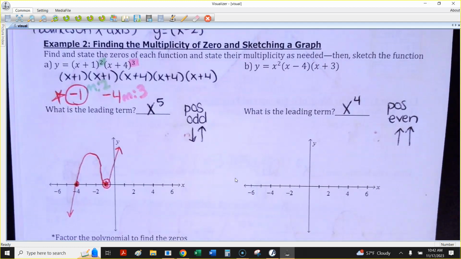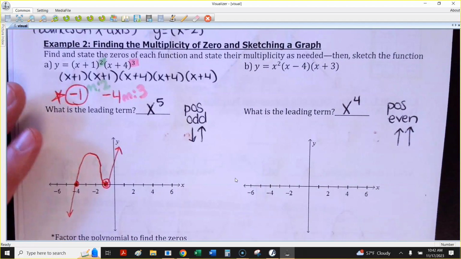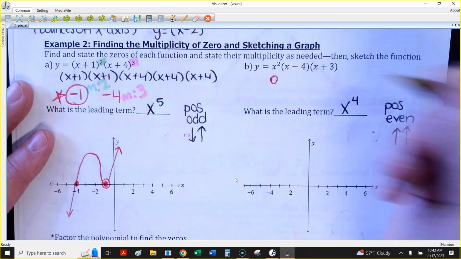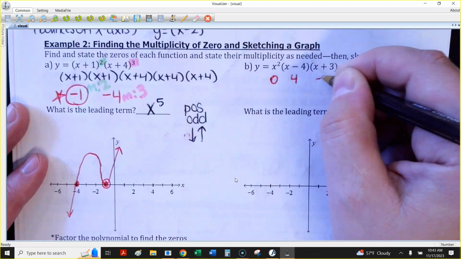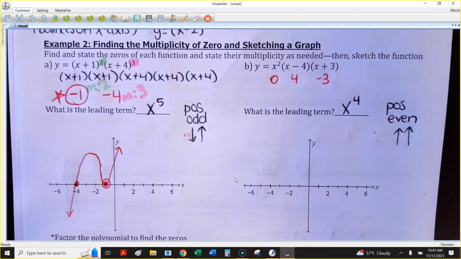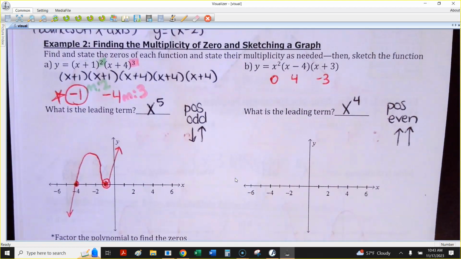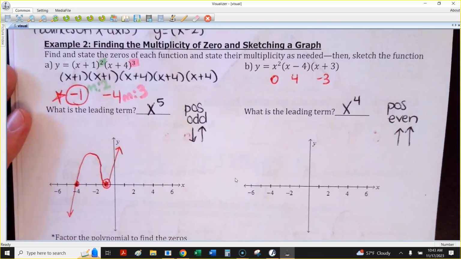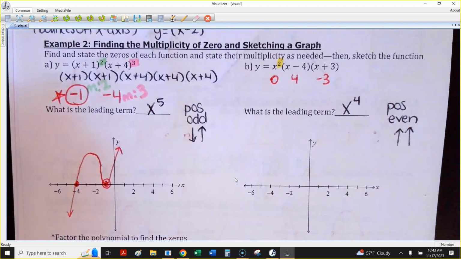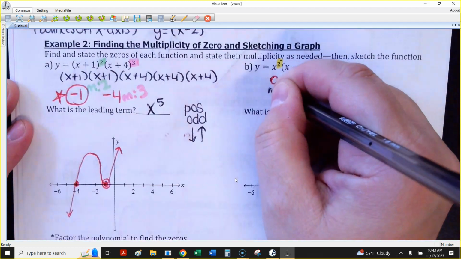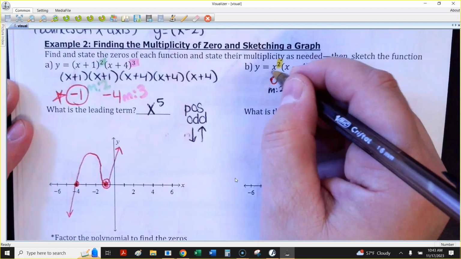Now, here are my zeros. I've got x squared, so just 0. I've got x minus 4, so 4, x plus 3, so -3. Do I have a bounce on any of these? Yes, which one? The 0. I know that's super weird, but this is squared, so that has an even multiplicity. So this would be 0 with multiplicity 2. If that's even, that creates a bounce.